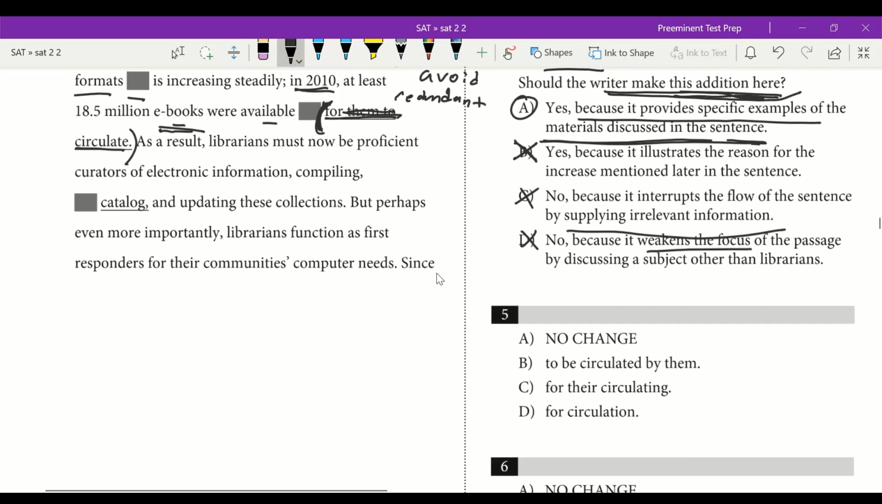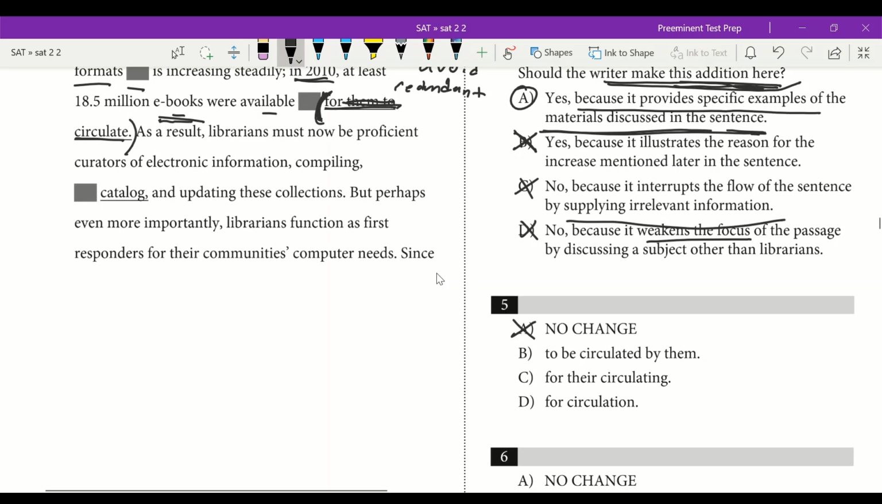So now if we go down and look at our answer choices, we determined A is out because "for them to circulate" is redundant, since we already know we're talking about librarians. Now we have "for their circulating," which doesn't work grammatically. And then we have "to be circulated by them," which is just very long, right? We want to be efficient with our word choice. So then we have "for circulation." Well, let's just make sure that it's grammatically correct.